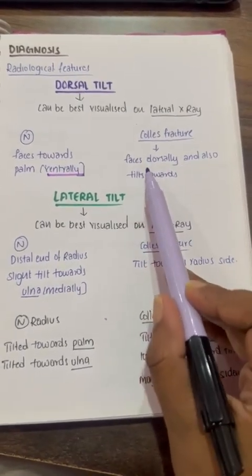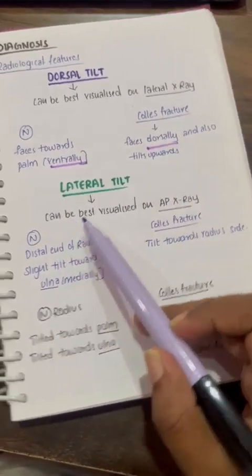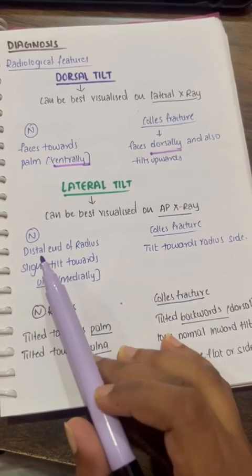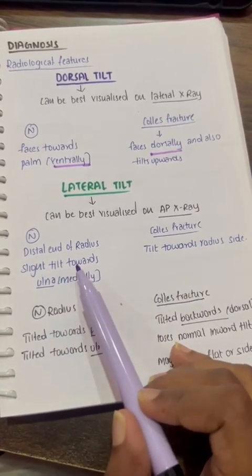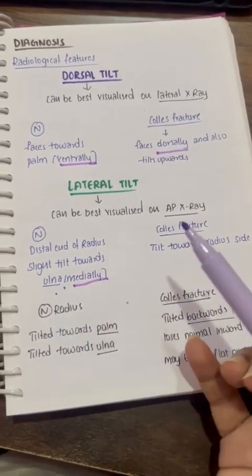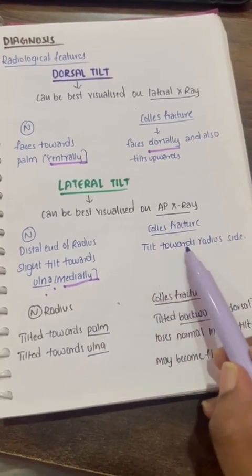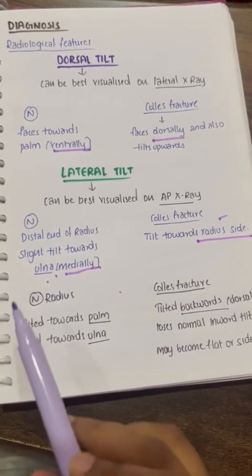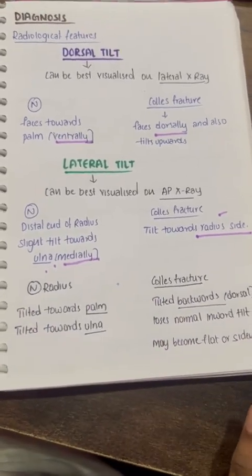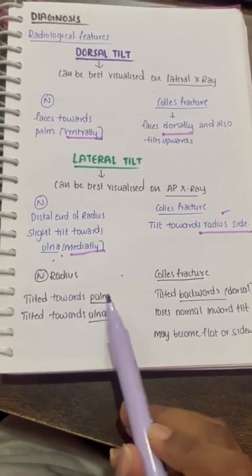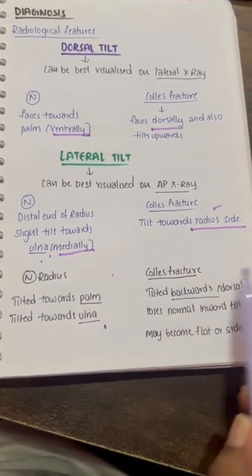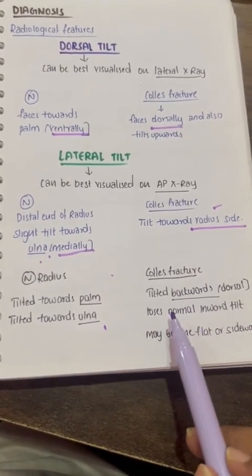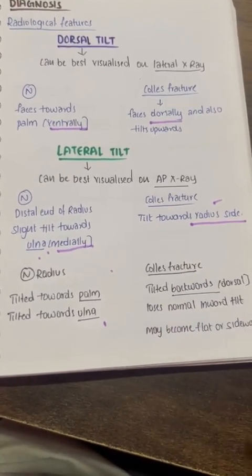It faces dorsally. Whereas in lateral tilt, normally the distal end of the radius is slightly tilted towards the ulna, medially. We have talked about all this. In the Colles fracture, it tilts towards the radius side. This is lateral tilt. So just remember these points on the X-ray. The normal radius tilts towards the palm and towards the ulna. The Colles fracture tilts backwards and loses the normal inward tilt.